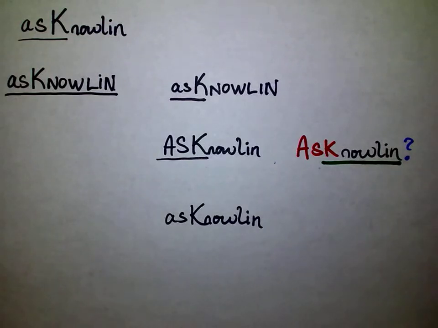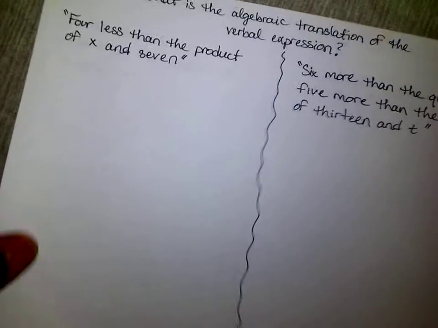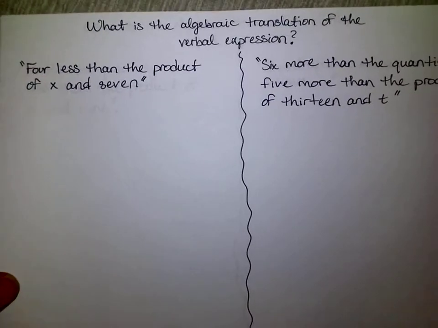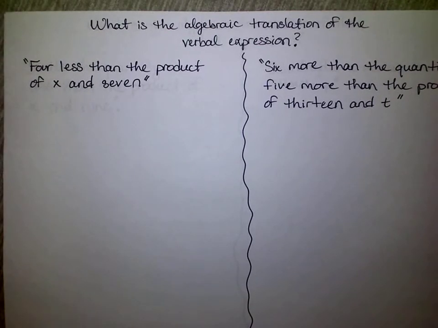Welcome back. It's ASKnowlin, and today we're going to be talking about translating verbal expressions to algebraic expressions. Alright, so let's see what we have for today. Here we go. It says, what is the algebraic translation of the verbal expression? And our first verbal expression says 4 less than the product of x and 7.